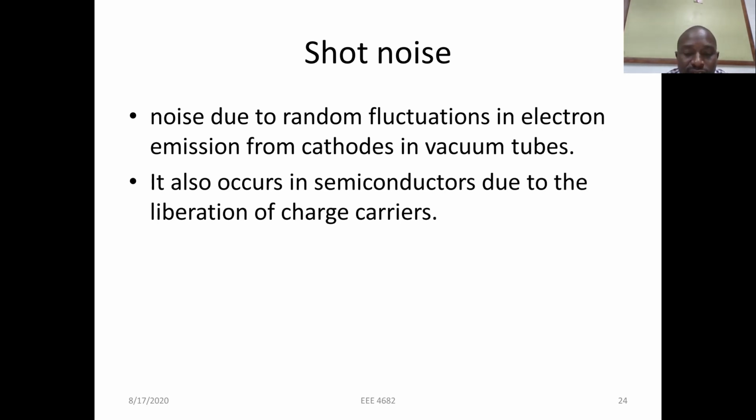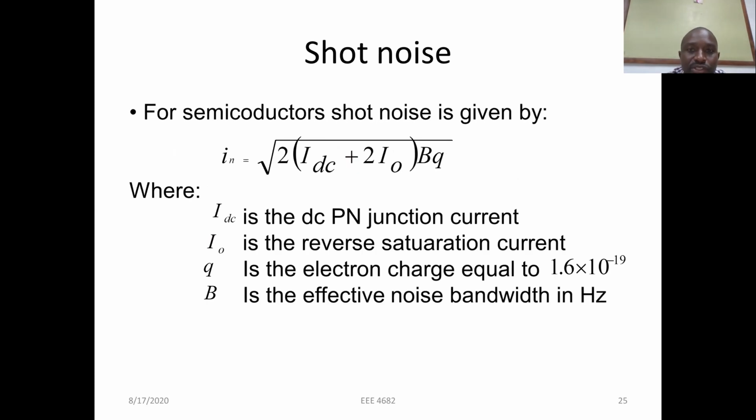It can be calculated using the equation shown here, where In is the shot noise and is given by the square root of 2 multiplied by the sum of IDC plus 2IO, multiplied by Bq. Again, q stands for electron charge, equal to 1.6 times 10 to the power minus 19, while B is the effective noise bandwidth, IDC is the P-N junction current, while IO is the reverse saturation current.